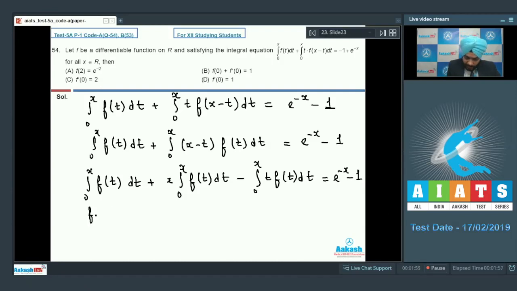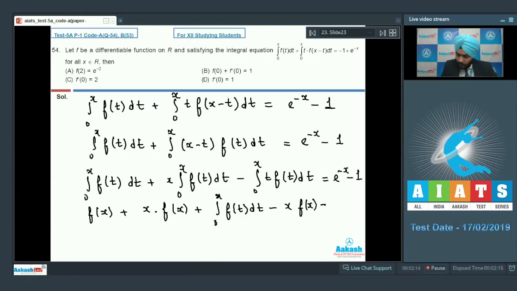So we'll have here f(x) plus here we will have product rule. So x into f(x) plus integral 0 to x f(t) dt minus, apply Newton-Leibniz theorem, x into f(x) is equal to minus e raised to the power minus x. So I have this factor getting cancelled. Over here, if I put x equal to 0, I'll get f(0) is equal to minus 1.